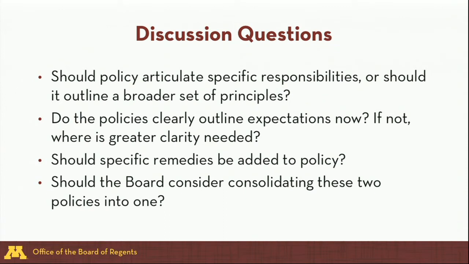Do the policies clearly outline expectations now? And if not, where is greater clarity needed? Should specific remedies be added to the policies? And should the board consider consolidating these two policies into one, and perhaps having a more comprehensive policy that addresses the range of topics that these two policies cover right now? And both policies, for reference, are in your docket materials so that you can reference them easily.